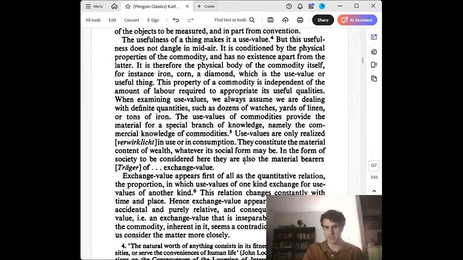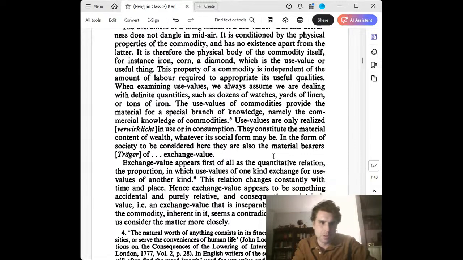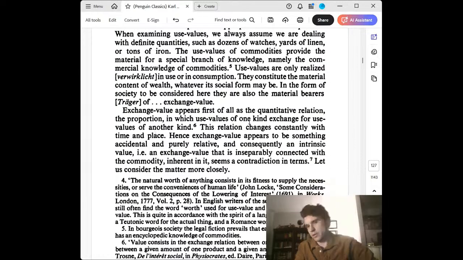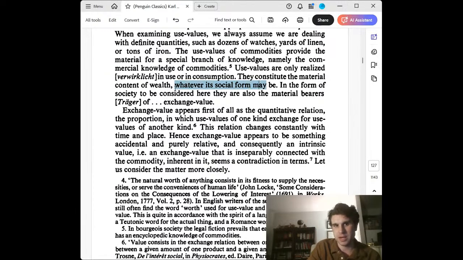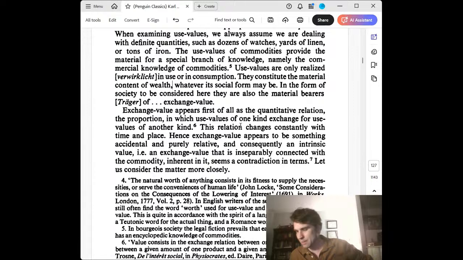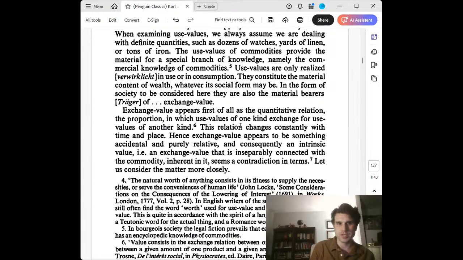Use values are only realized in consumption, right? They have to be consumable to be realized. This can be through using them as a means of production or directly satisfying the consumer. Exchange value is the other feature of commodities belonging to this form of society. Use value is independent of society, right? It doesn't depend on the social form. It's the material content of wealth. But exchange value is the way things all appear under capitalism, in the form of society considered here.